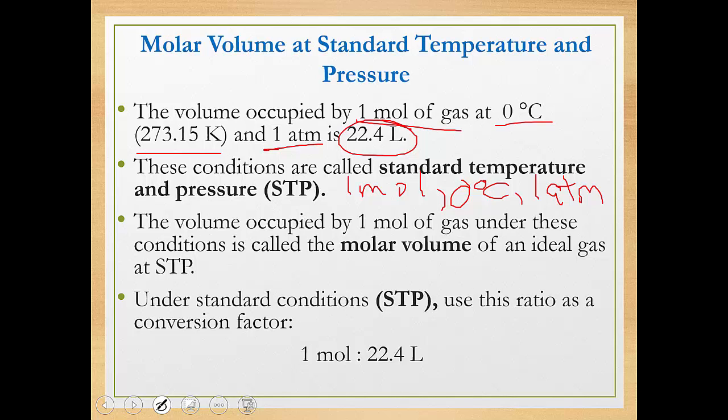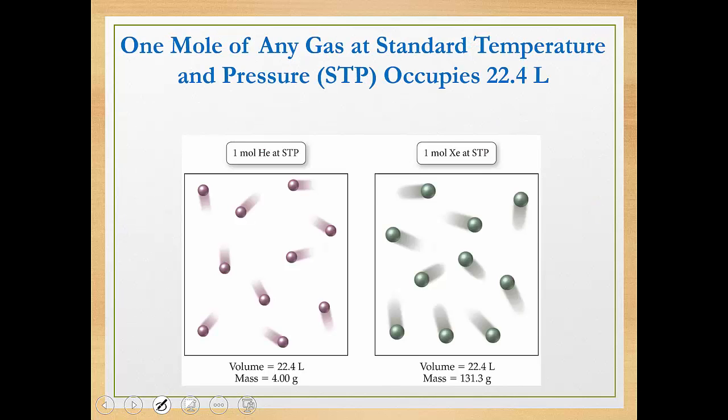Now, that molar volume, that 22.4 liters, is for an ideal gas. Just be aware. But again, we're going to presume all the gases that we're using here are ideal gases, more or less. All right, so what that allows us to do is use that ratio as a conversion factor. If I'm told that I have STP conditions, then I already know for every mole what the volume is going to be. I have that as a conversion factor.